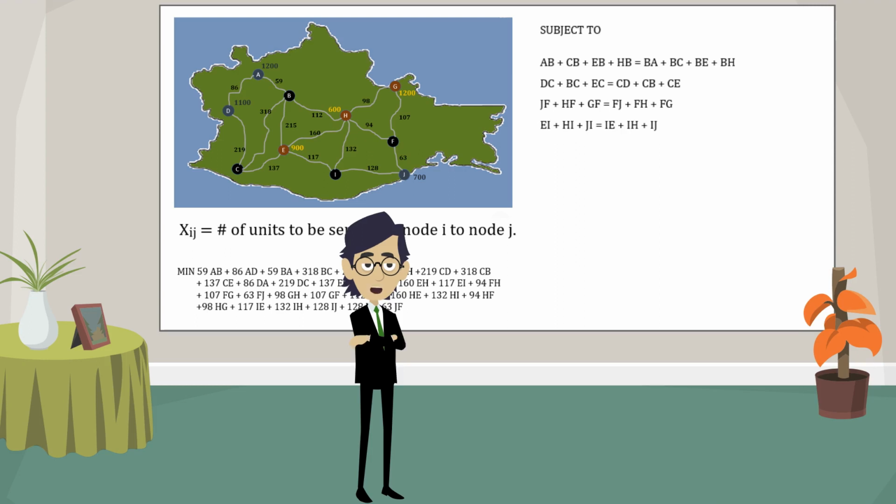Now, let's think about a source node. A source node is a node that has the capacity to generate units. In this case, the source nodes are node A, node D, and node J. At first glance, you may think that the units that leave node A must be less than or equal to the production capacity of node A.